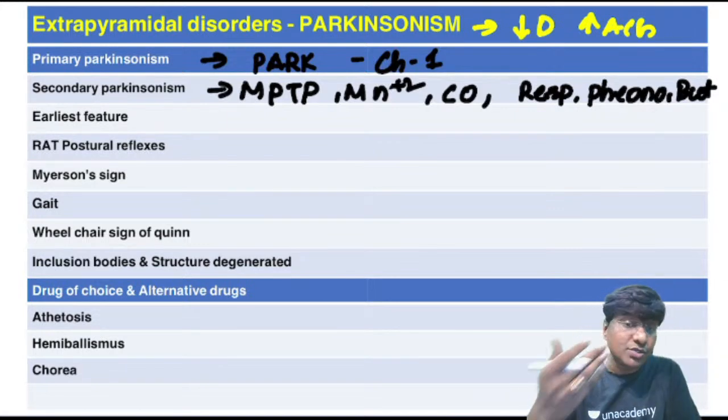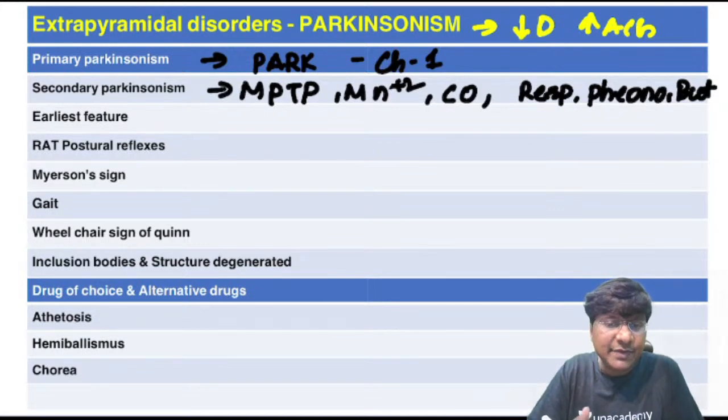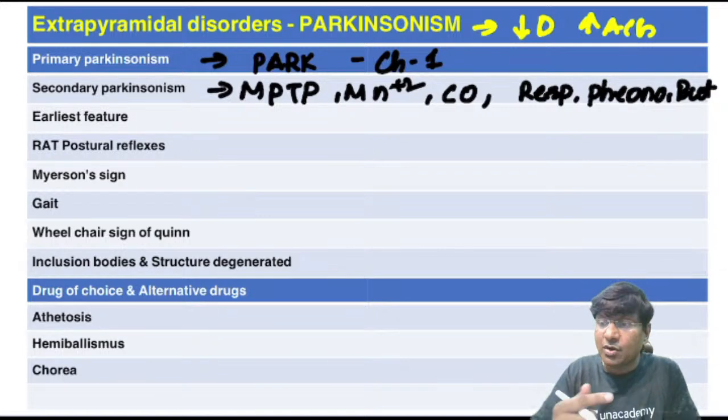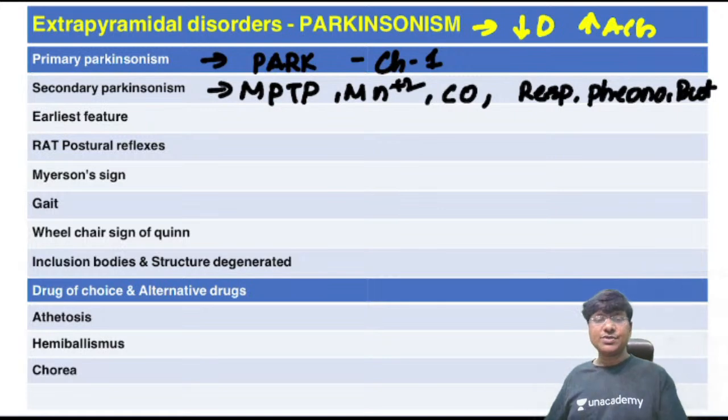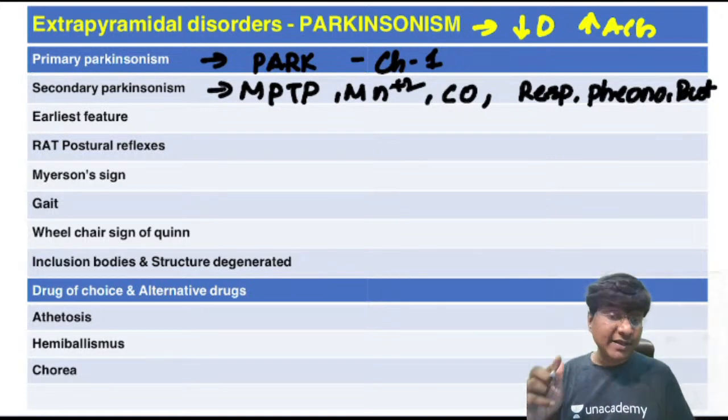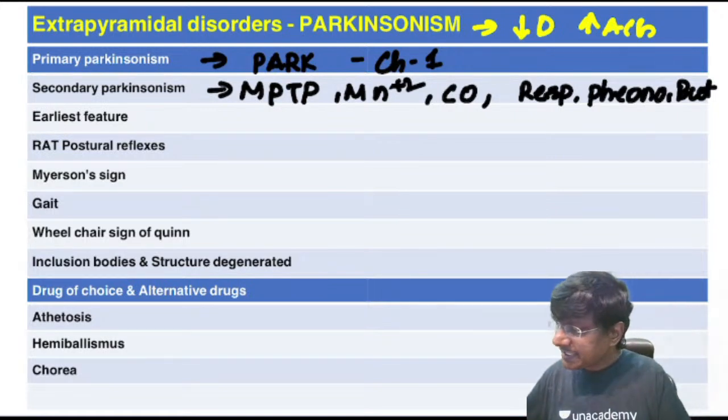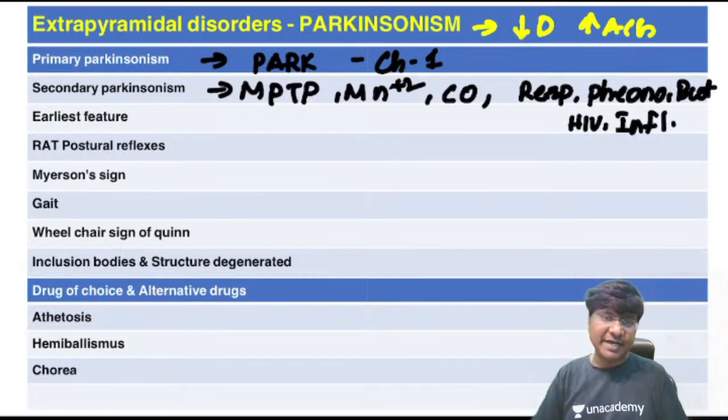Parkinsonism can also occur secondary to ischemia, which we call vascular Parkinsonism, and it can also occur secondary to tumors in the basal ganglia. So this is your secondary Parkinsonism. Then we also have some infections. What are the infections? Even HIV and influenza can also cause Parkinsonism.